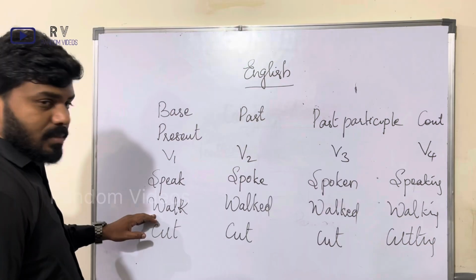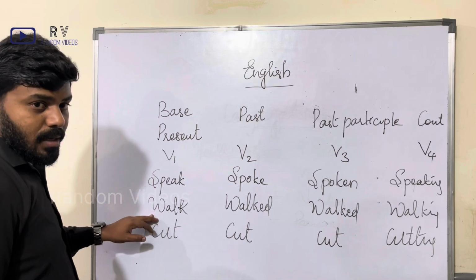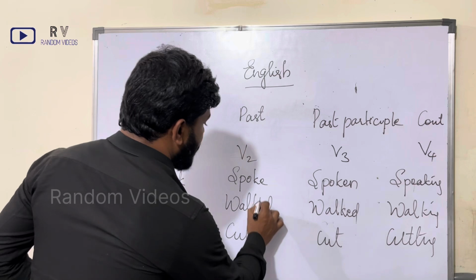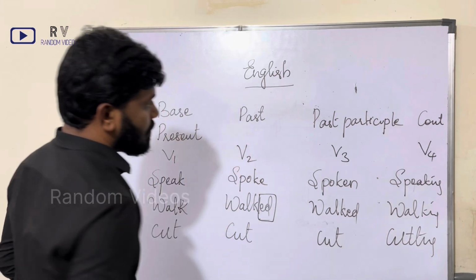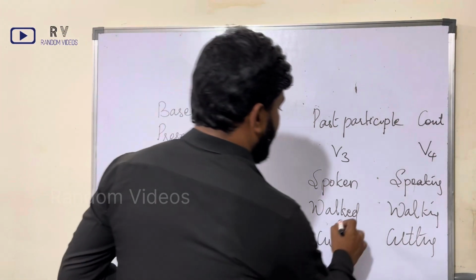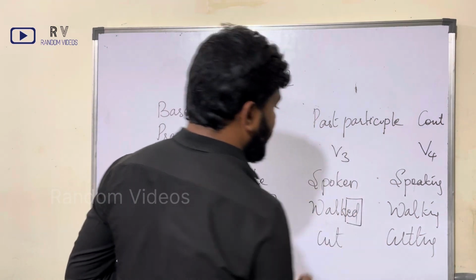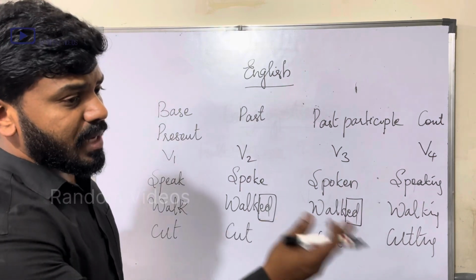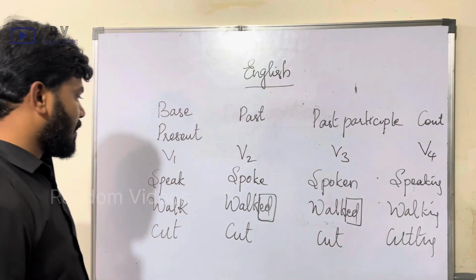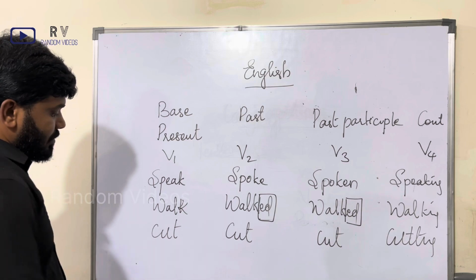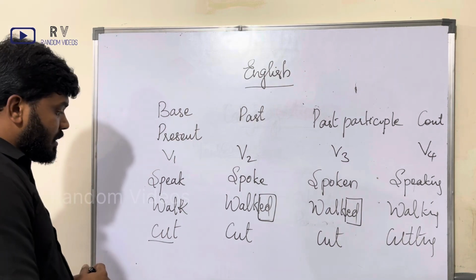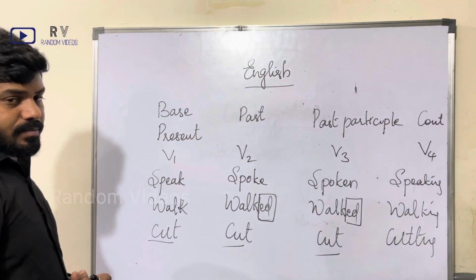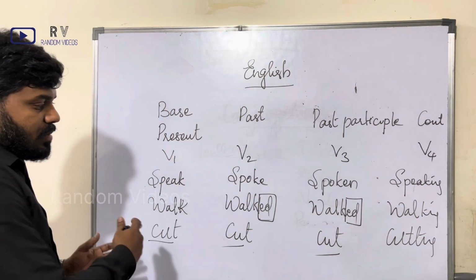Look at this verb, walk. What we have added, coming to the past form, is just an additional ed. Even in the participle form, we have added an additional ed. And of course, continuous remains, from the base you need to add ing. Whereas this verb, cut, there is no change. Here, even here, there is no change. The verbs remain the same.